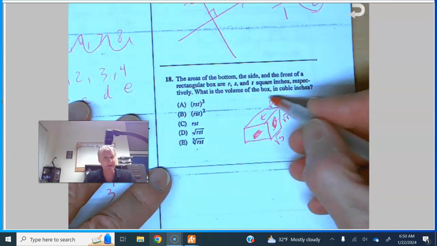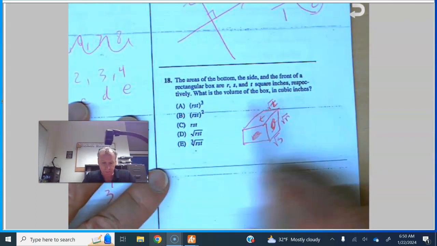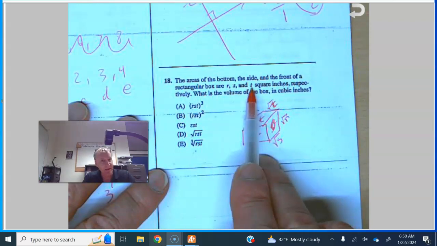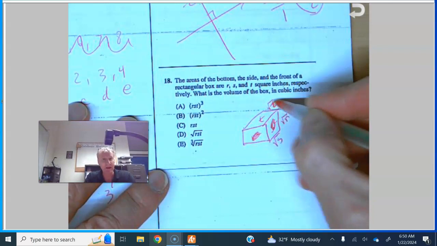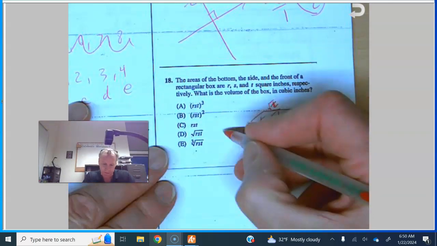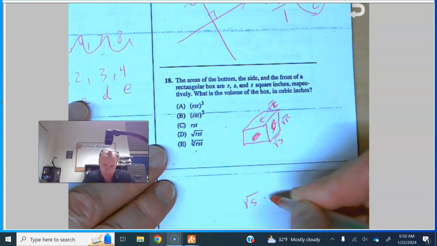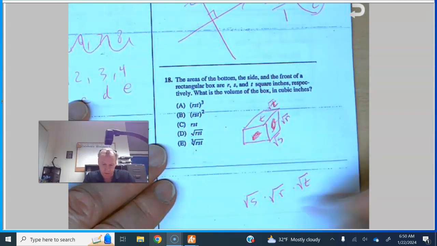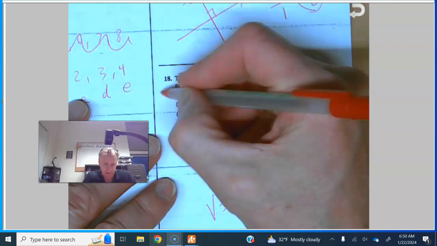So if I multiply these things together, what's going on is you've got the areas are R, S, and T, and if you think of them in terms of what are the sides if this was squares, it's a little tricky. But this is what you're looking for. You want the square root of S times the square root of R times the square root of T, which is equal to the volume. And so it's the square root of R, S, and T, which is D.